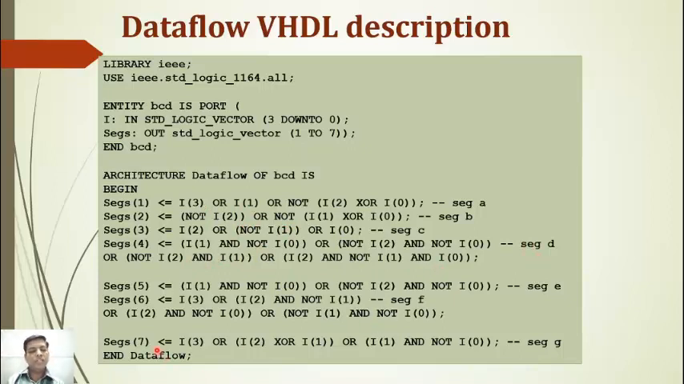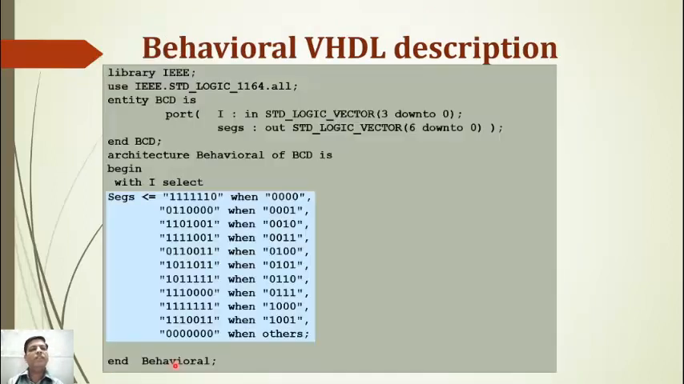So segment 7 is less than or equal to I3 or I2 XOR I1 or I1 and not I0. Then segment G is coming there. So end data flow modeling. In this way we study the data flow VHDL description. Then last, the behavioral VHDL description.